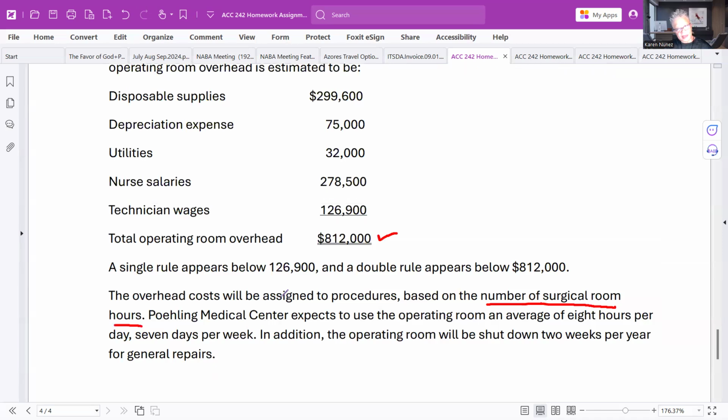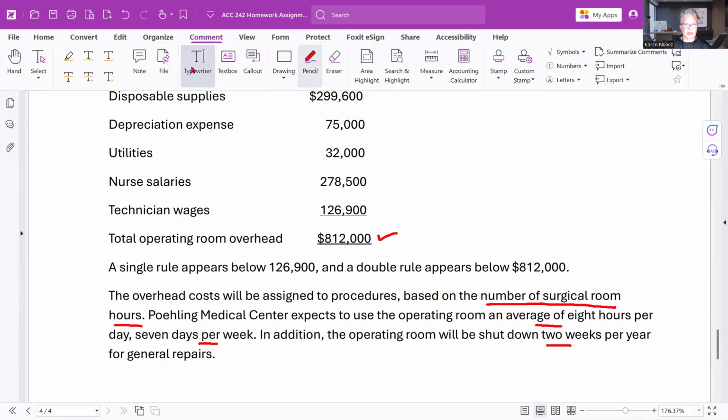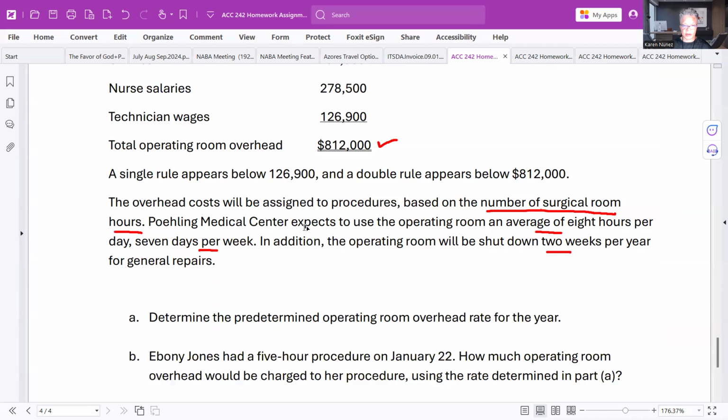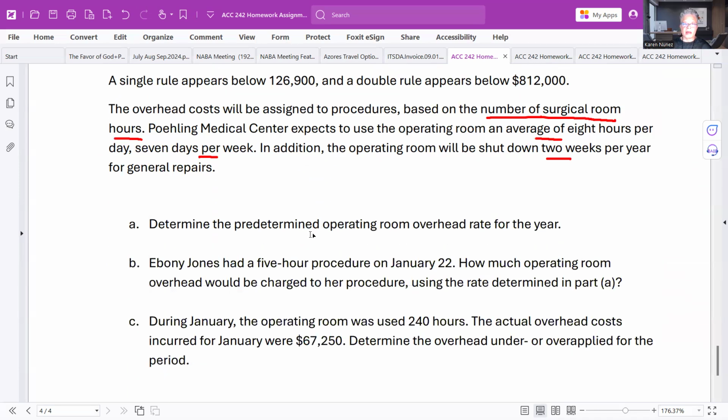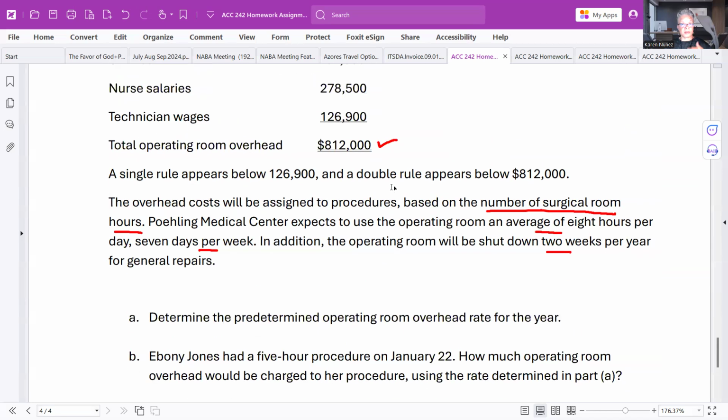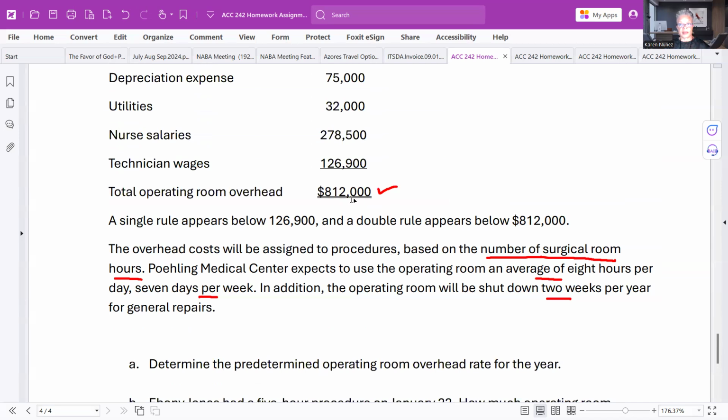They don't give us the estimated surgical room hours, but they tell us the information that we need. They tell us that the operating room is used 8 hours a day, 7 days a week, and it's shut down for 2 weeks a year. Well, that's enough information to go with. So it might be easier to type the calculation here. We need to figure out how many hours that's going to be, because the way we find the rate is by taking the estimated overhead of 812 and dividing it by the number of hours that we get.